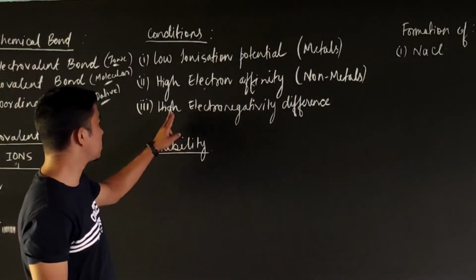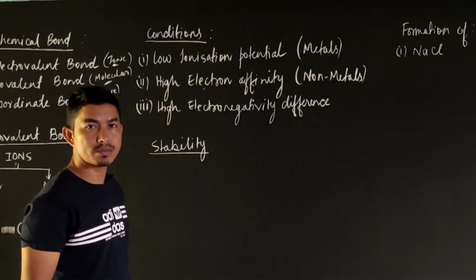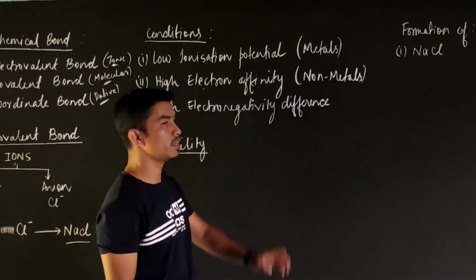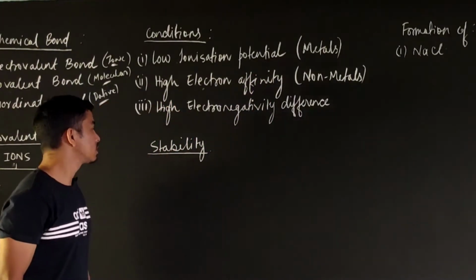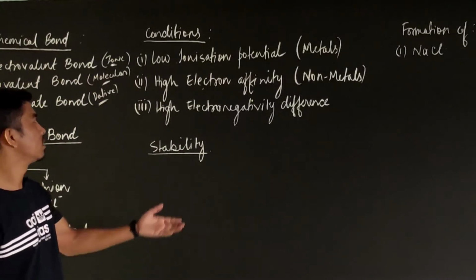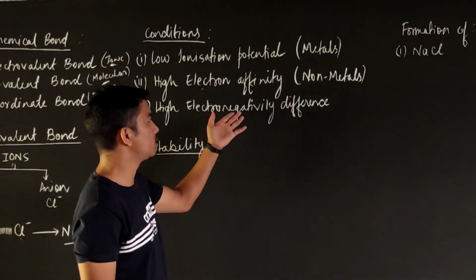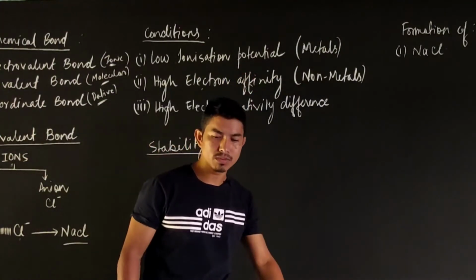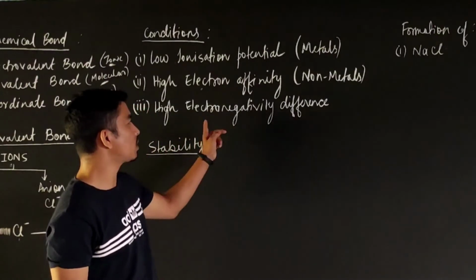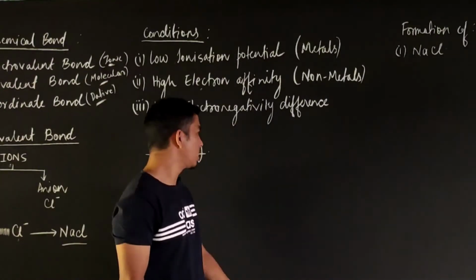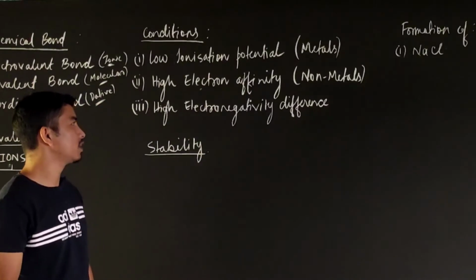Now coming to the third condition, which is the high electronegativity difference between the two combining atoms. It makes things much easier if the electronegativity difference between the two combining atoms is large, which means that one of the atoms easily gives an electron and the other easily accepts an electron.